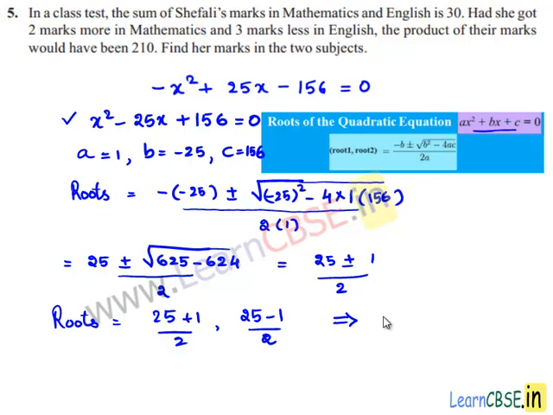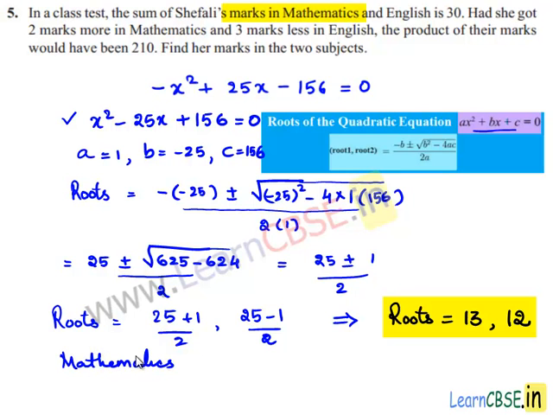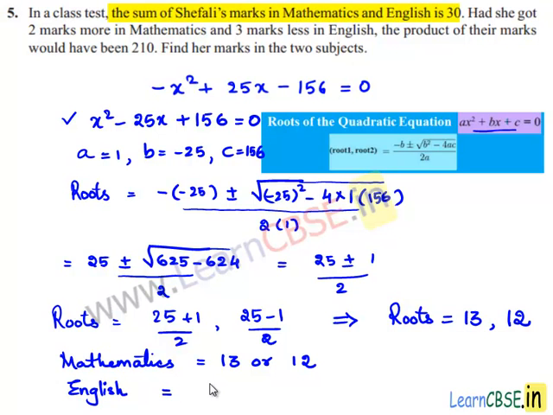That implies roots are 25 plus 1 is 26 divided by 2 is 13. 25 minus 1 is 24. 24 divided by 2 is 12. So Shefali's marks in mathematics is equal to 13 or 12. English marks is equal to 30 minus 13, which is 17, or 30 minus 12, which is 18.